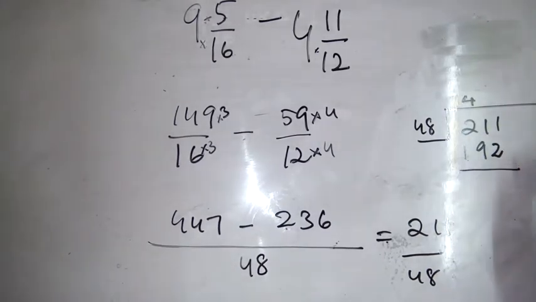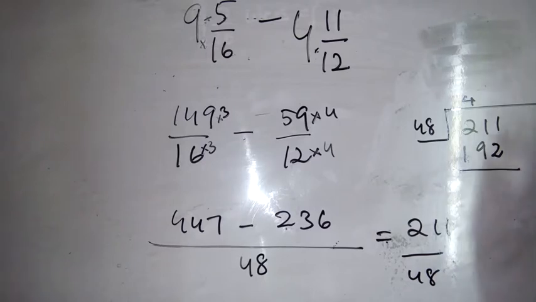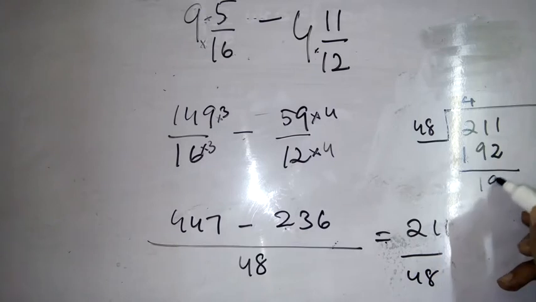What is the remainder? 192 plus how much is 200? How much will you add on 192 to make 200? 8. And then how much do we need to add to get to 211 from 200? 11. So 8 plus 11 is 19. So the remainder is 19.